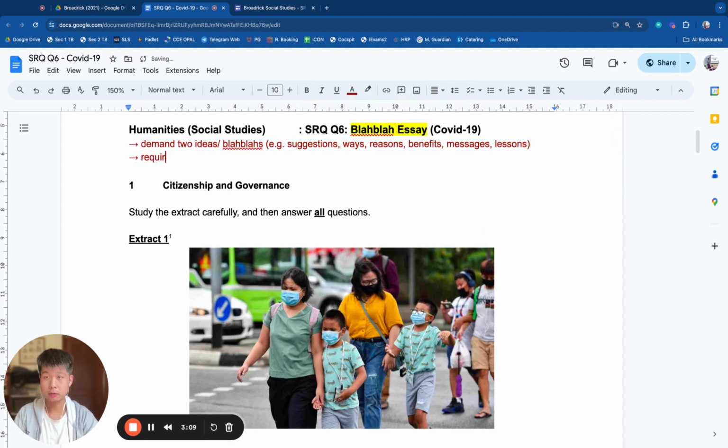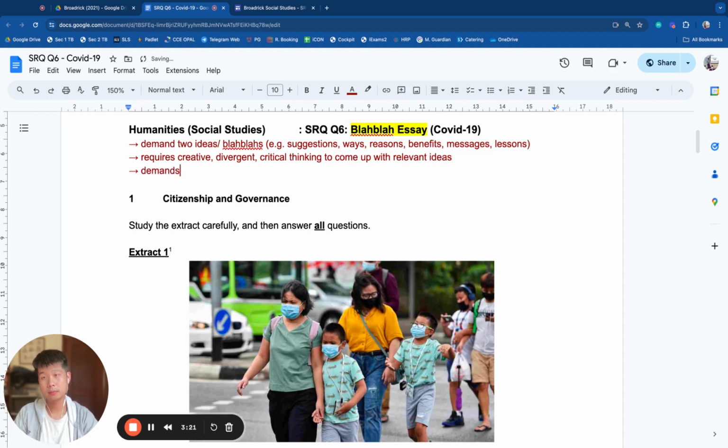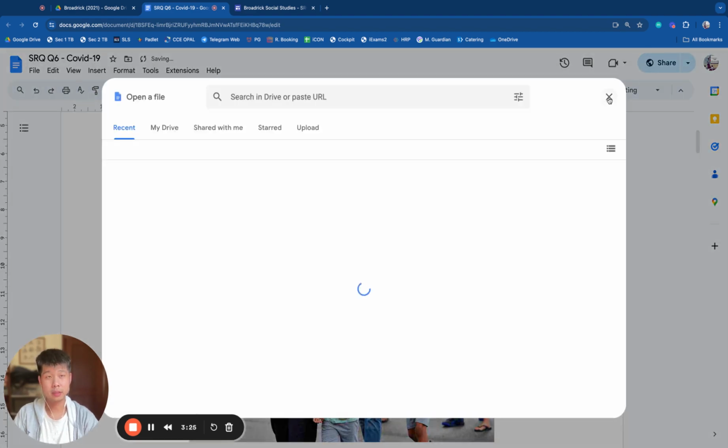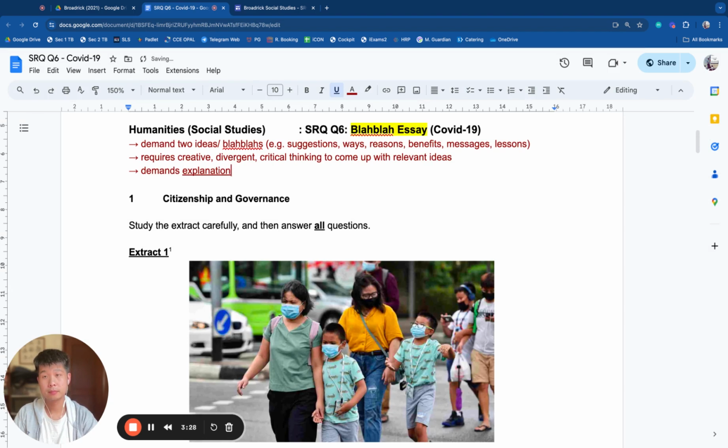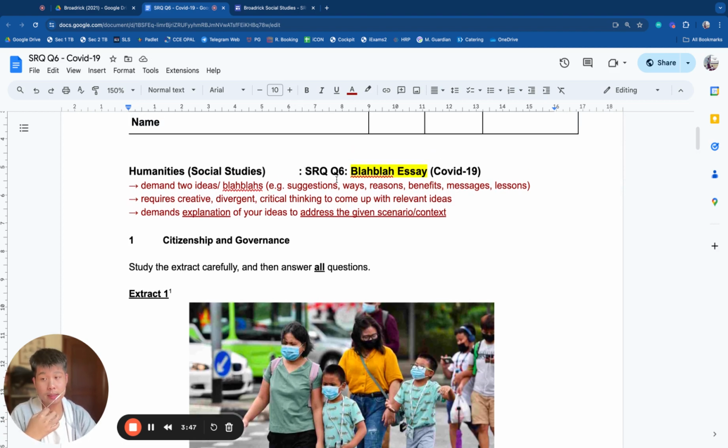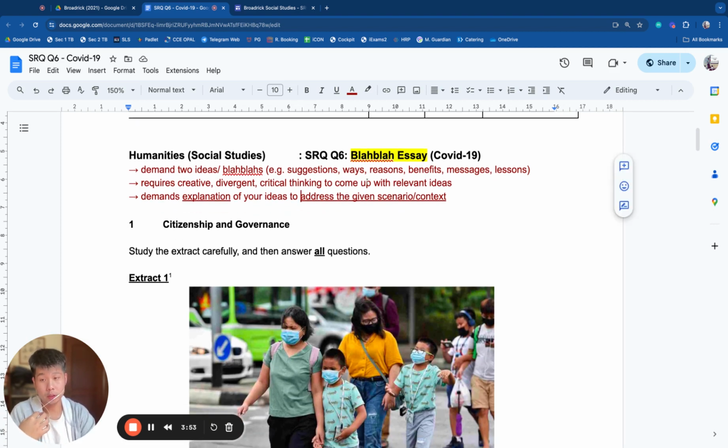requires divergent thinking. And demands explanation of these ideas, right, to address the given scenario or context. So please write down these three handles on your worksheet, because these are the handles, the thinking frames by which we address and enter into thinking about a blah blah essay question 6.